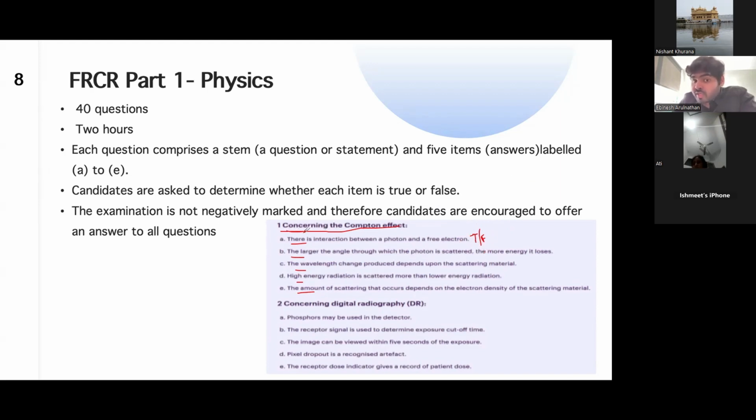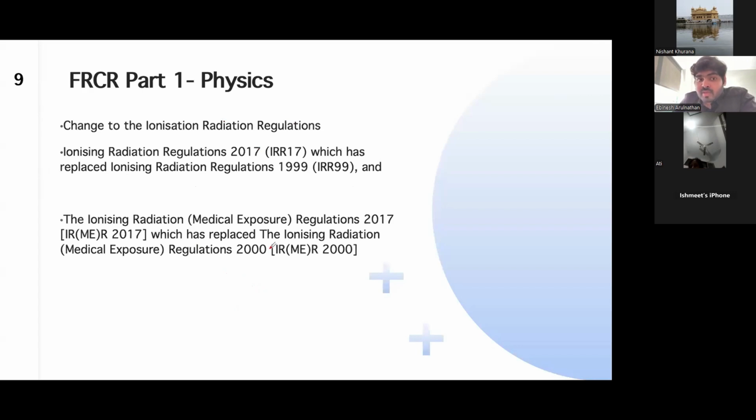So you'll have 40 such stems, 40 stems of five statements each. That will be 200 marks. So 40 into 5 will be 200 questions in paper one.